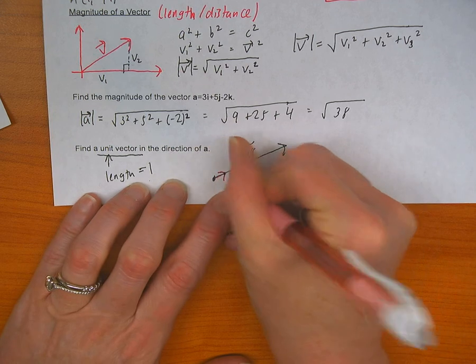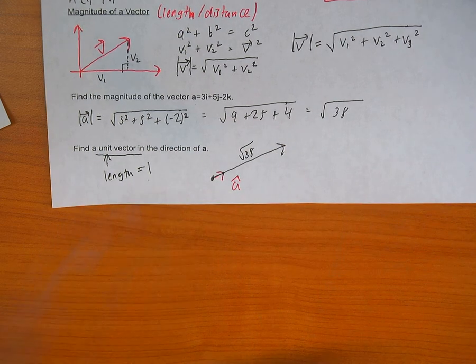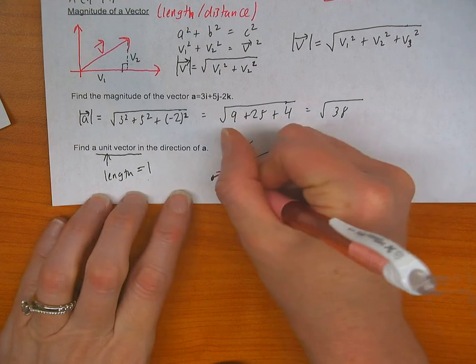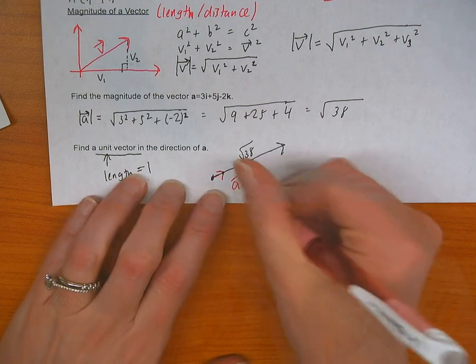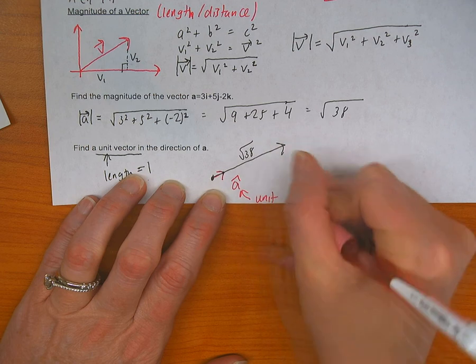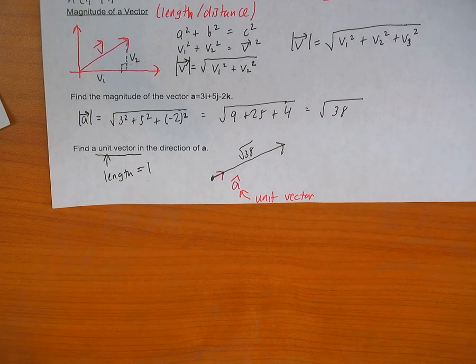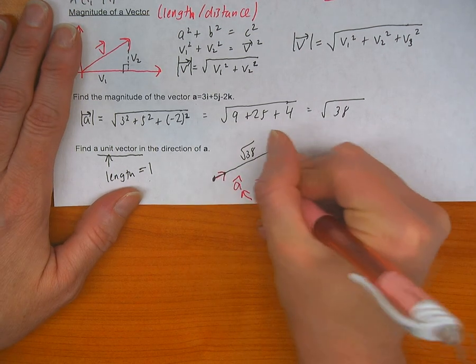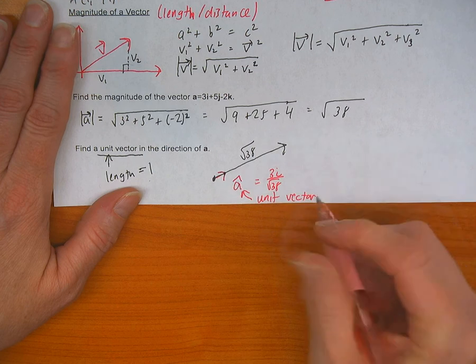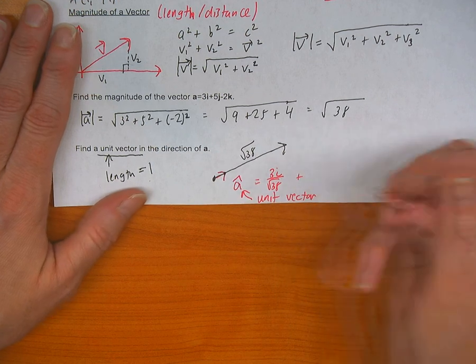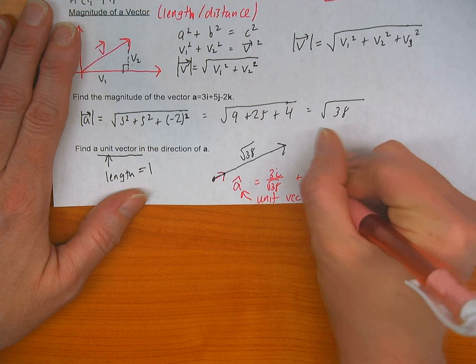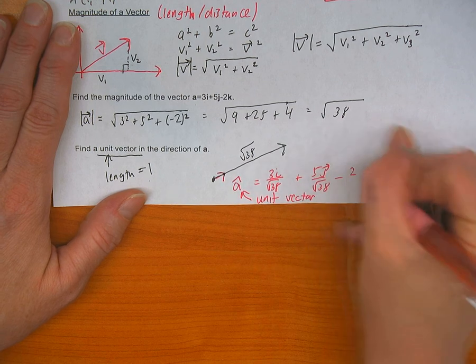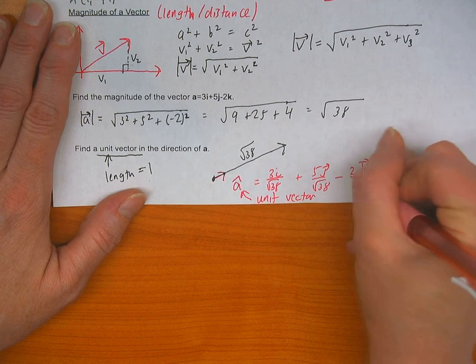The symbol that we use for a unit vector in a certain direction is with this little hat on top. It's like a little caret sort of thing. So this is the symbol for unit vector. So it's the same vector we started with, but we've shrunk the vector down so it has a length of 1. How do we do that? Well, all we do actually is take our component form and we divide each component by the magnitude of A. So 3i over rad 38, 5j over rad 38, minus 2k over rad 38.